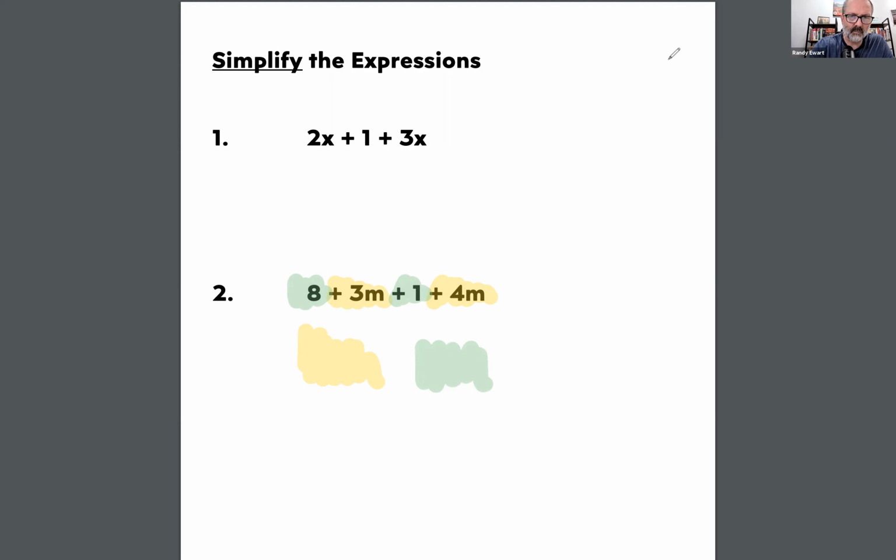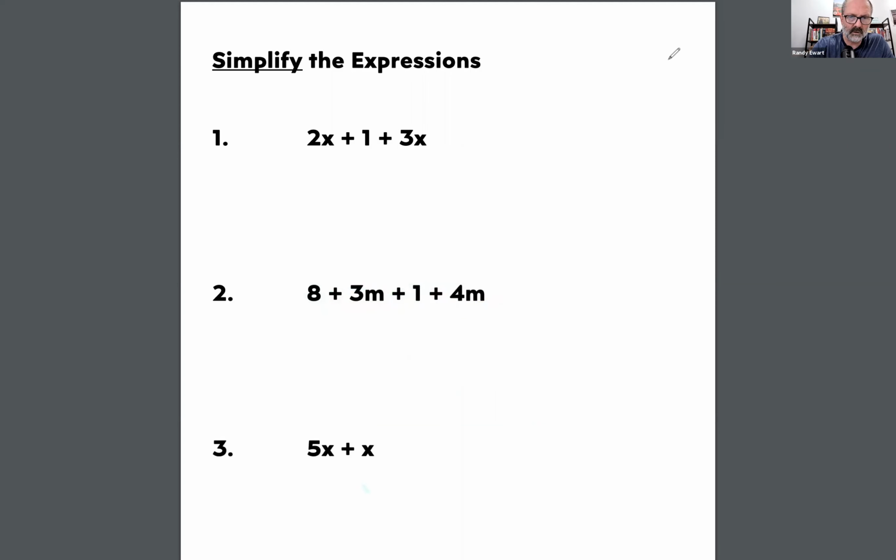So 3m plus 4m gives me 7 m's, and then 8 plus 1 is 9. So I'm plus the 9 because we don't have any of the subtraction yet. We'll look at that soon, I promise. I lied to you before, but I mean it this time. And there you go. That is simplified.